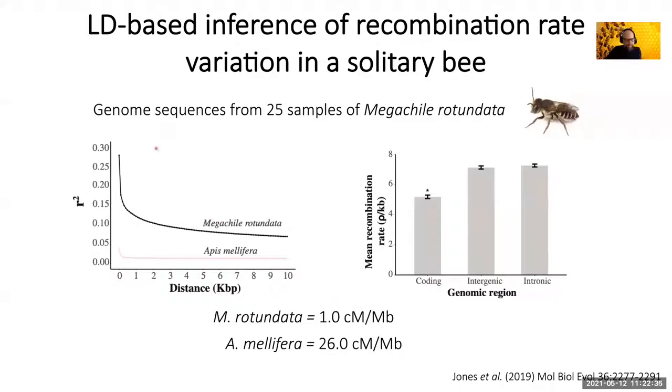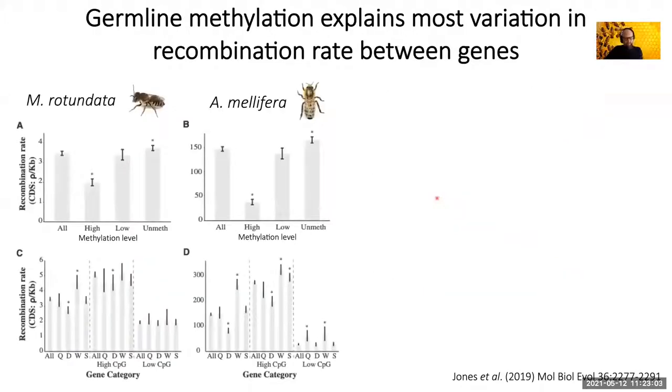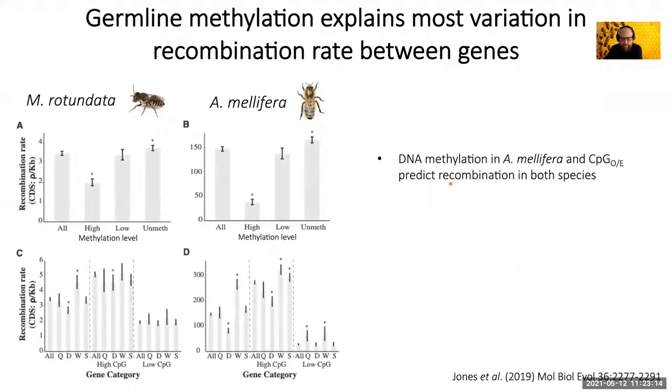Here you can see the decay of linkage disequilibrium, which suggests that in Apis mellifera, there's basically almost no linkage disequilibrium anywhere in the genome, but it's higher in Megachile. Also, we see a similar pattern whereby coding sequences seem to have lower rates of recombination. If we then compare the patterns we saw before in the honeybee and in the solitary bee, we can see that the patterns are broadly similar.